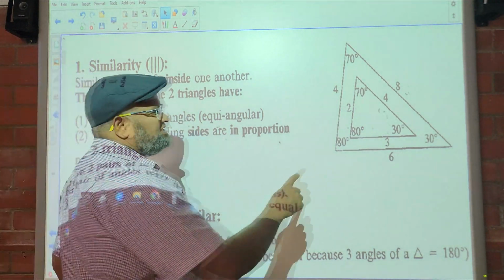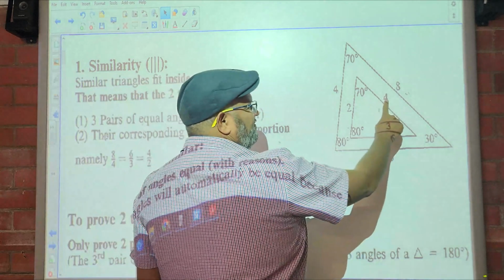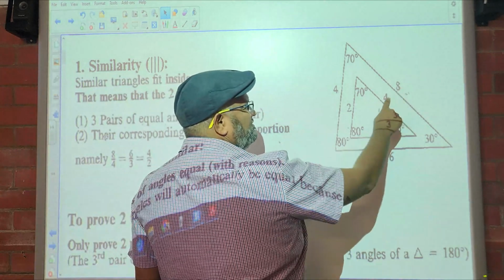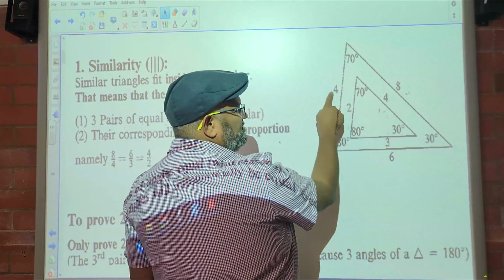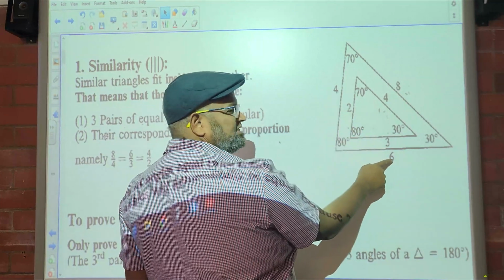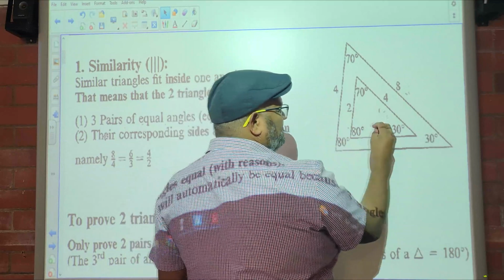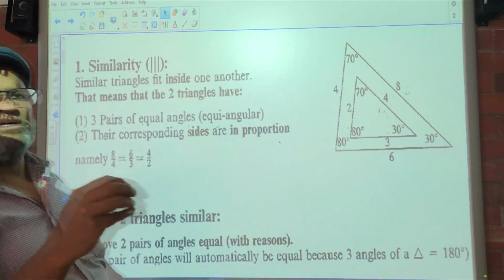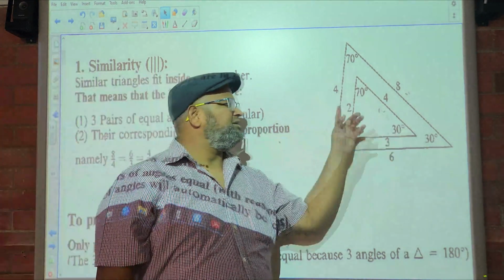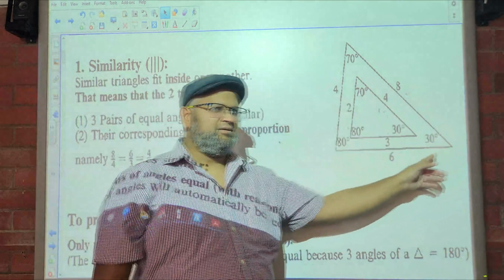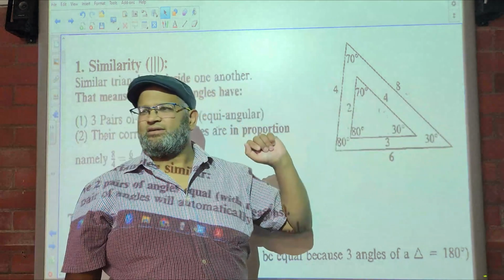So if you look at this here, you go from 4 to 8. What did I do? Multiplied by 2. What's 2 times 2? 4. What's 3 times 2? 6. That is what is meant when they say the sides are in proportion. Whatever factor you multiply by is applied throughout the triangle.